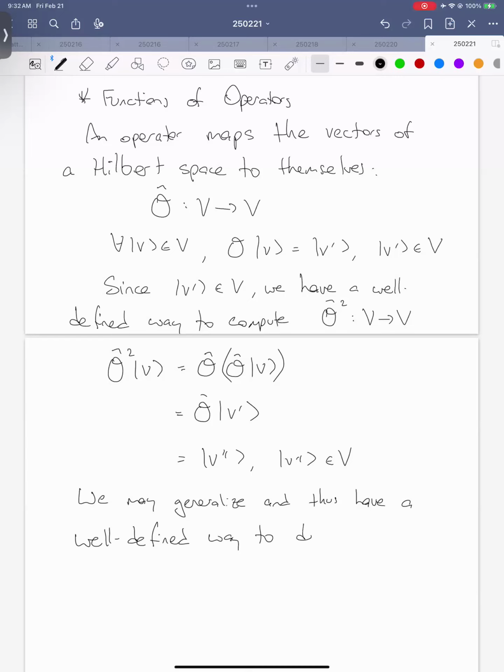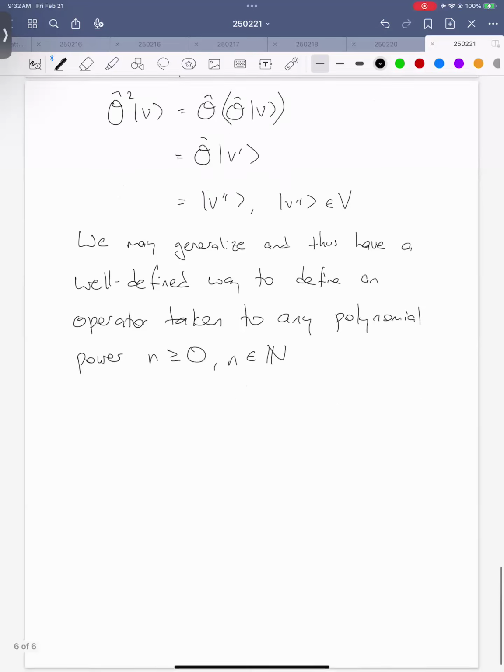We have a well-defined way to define the power of an operator taken to any polynomial power. I guess I took one look and decided it wasn't for them. All right, cool. So that's neat.